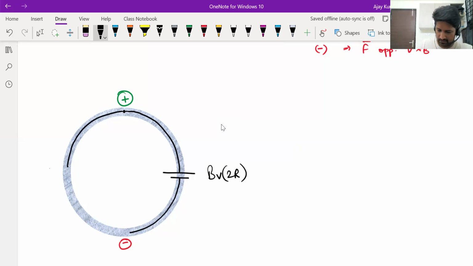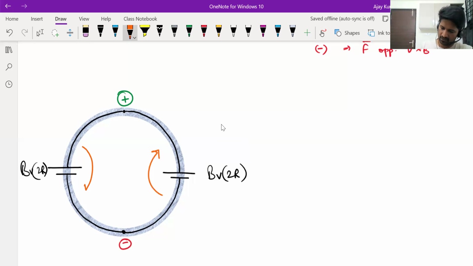Okay, along that ring, there will be a potential difference developed. And that potential difference, that side potential difference also is BV into 2R only. In the entire ring, if you see from here to here, potential is increasing, but from here to here, potential is decreasing. So for the total ring, the induced EMF is 0. But between these 2 points, there is an induced EMF.